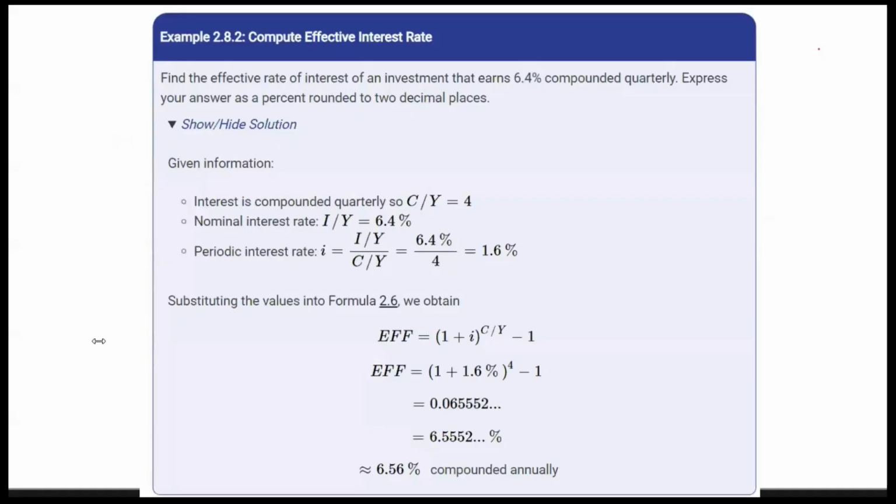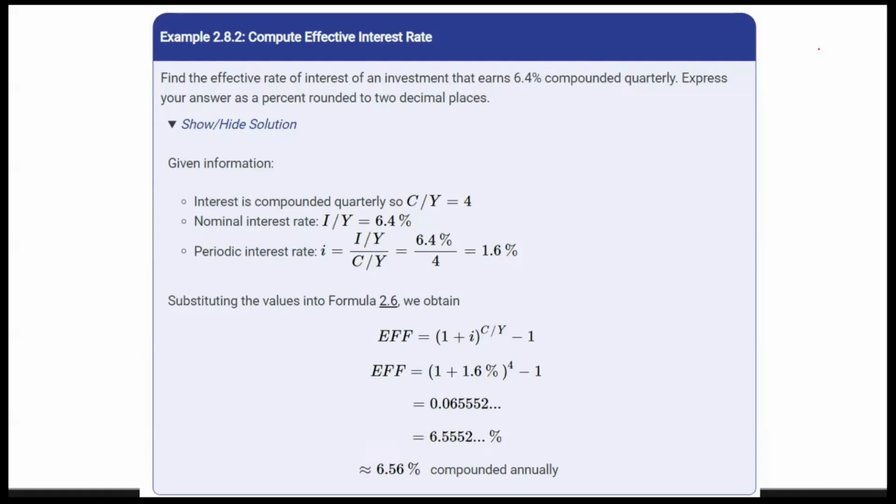You have this story here. You have an investment at 6.4% compounded quarterly. Express your answer as a percent, while you're calculating the effective interest rate. Quarterly, so C is going to be 4. The nominal rate is 6.4. The periodic interest is this. You put it in the formula and you get 6.5552%, roughly 6.56.